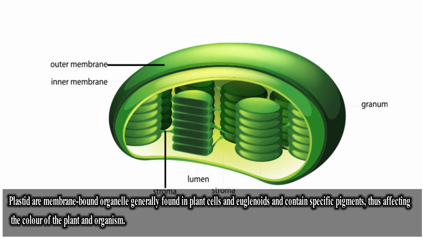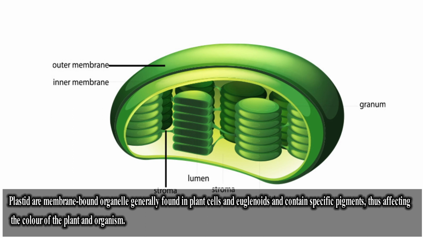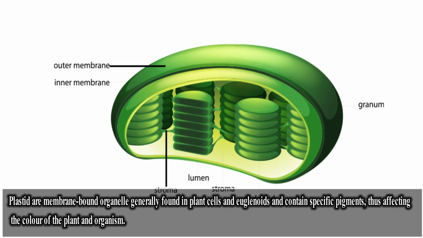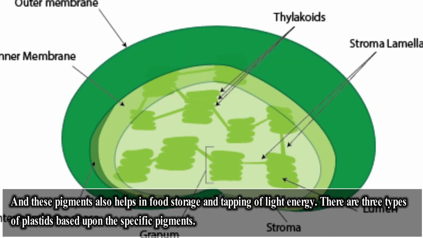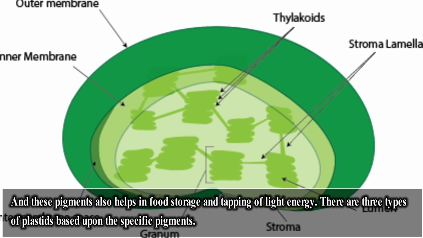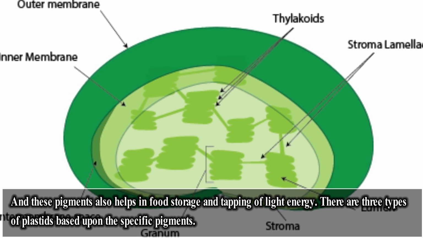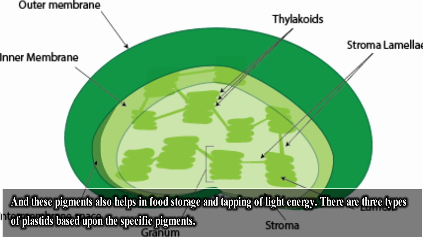Plastids are membrane-bound organelles generally found in plant cells and euglenoids, and contain specific pigments, thus affecting the color of the plant or organism. These pigments also help in food storage and trapping light energy. There are three types of plastids based upon the specific pigments.